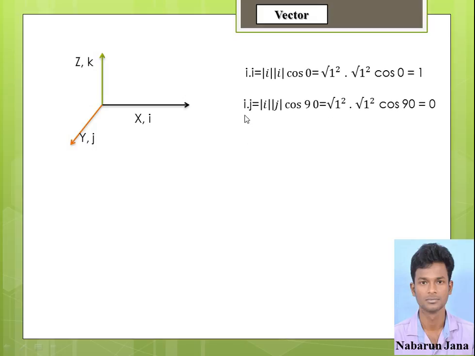And also you can find i dot j. i dot j means mod i into mod j into cos of the angle between them. i is this one and j is this one, so the angle between them, the angle between the x axis and y axis, is 90 degrees, so put cos of 90 degrees, and cos 90 means 0, so i dot j gives 0.